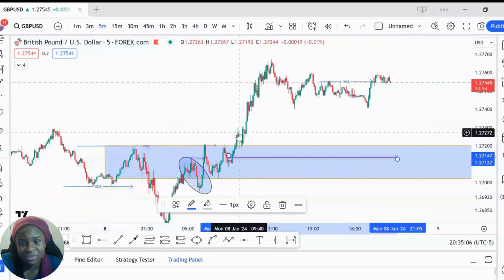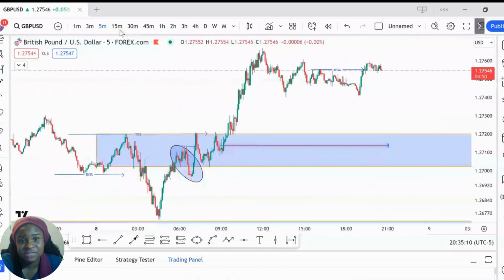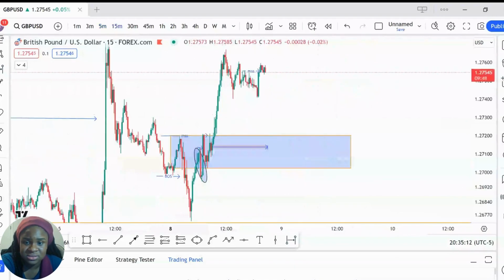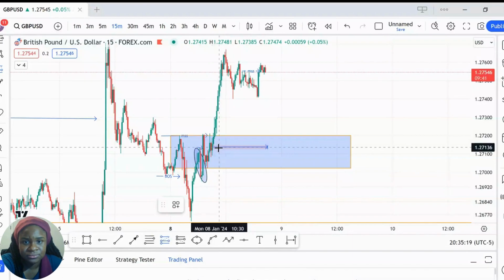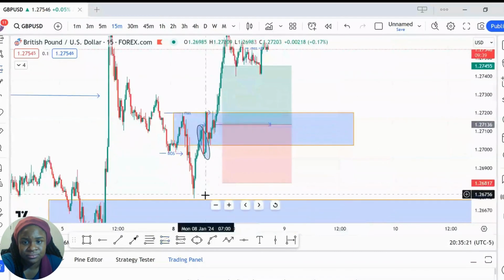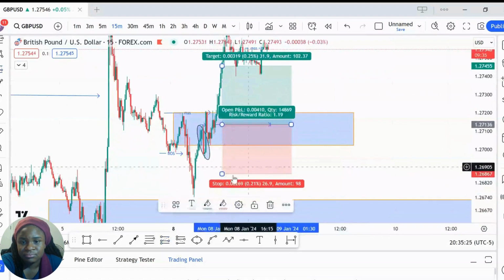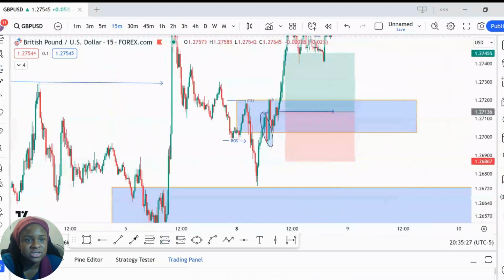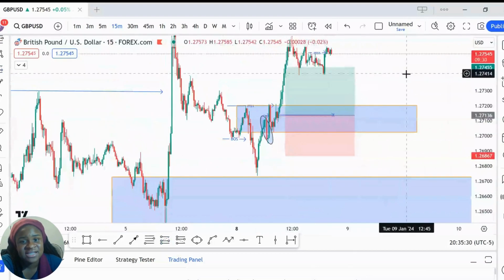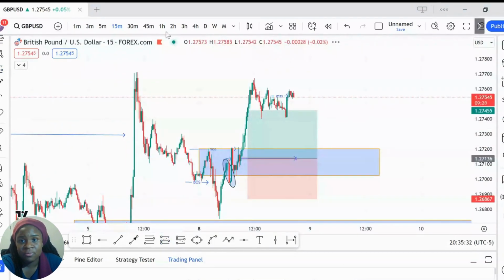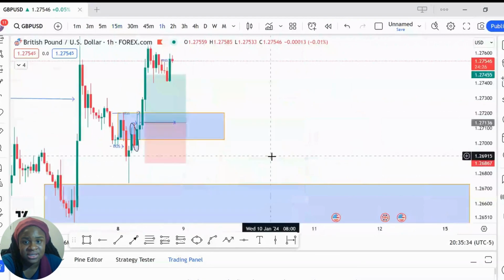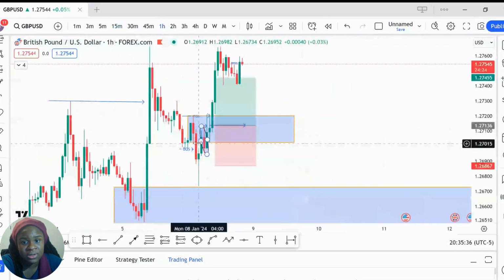If I want a 5 minute zone, I will start from there as my own form of entry. I can put my entry from here. And this will be my entry here. But like I said, it's a proportional block from 1 hour. You can see it's a proportional block from 1 hour.